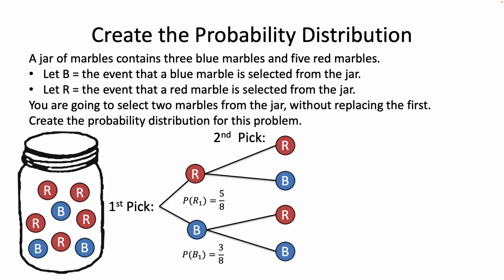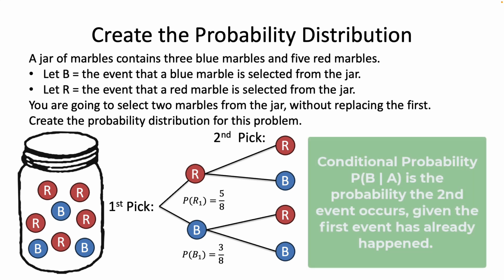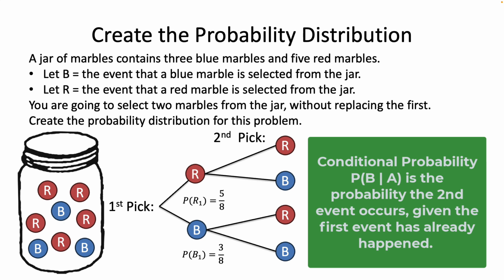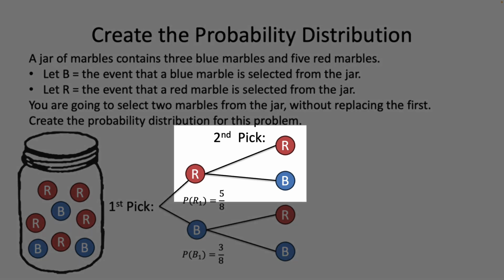Now let's go ahead and calculate the probability for each of these second marbles picked from the jar. Now we need to use conditional probability here. Conditional probability means we're going to have to consider what happened with the first pick when I calculate the probability of the second one.